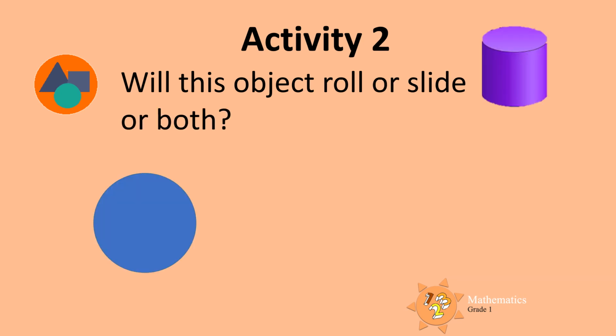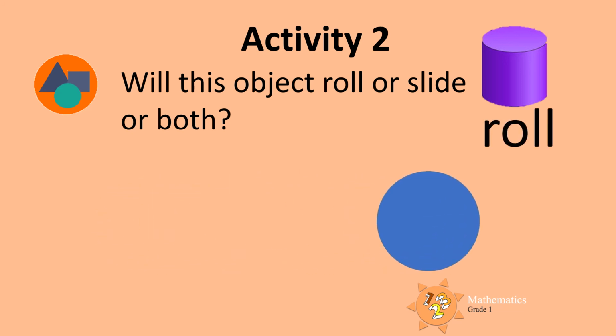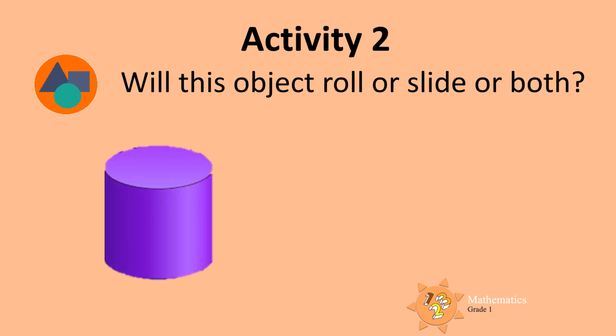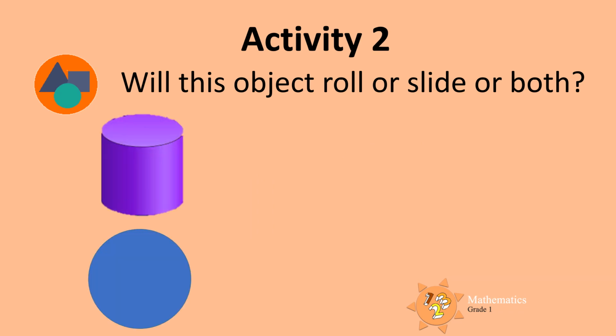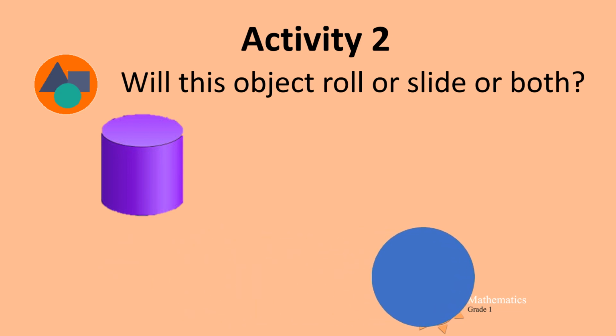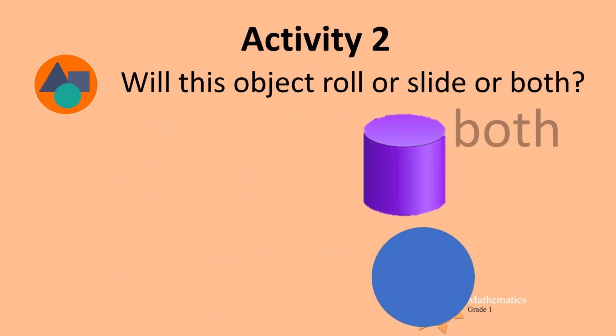What about this object? Will it roll or slide or do both? Well, this object has round sides and flat sides. So the object will roll on its round side and it will slide on its flat side. So this object can roll and it can slide. It can do both because it has a round side and flat sides.